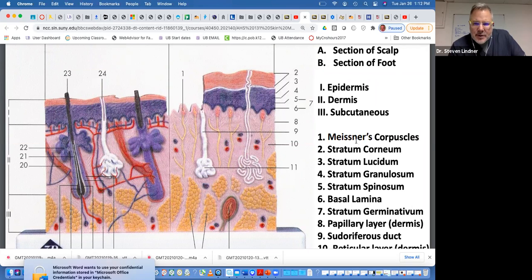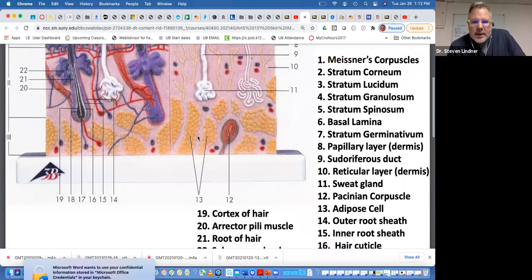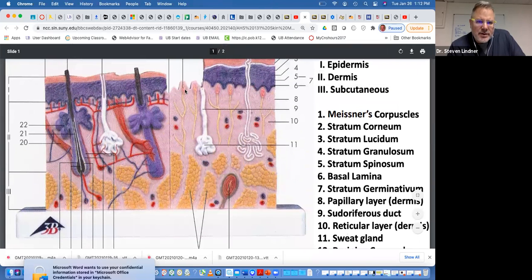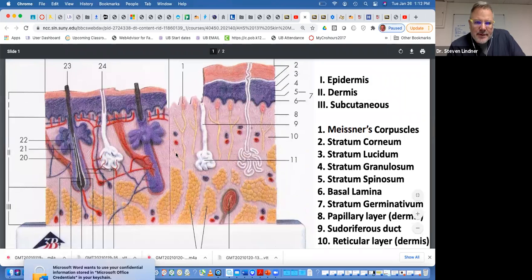So number 1 here, these are called Meissner's corpuscles. These are a type of nerve fiber. These are for pain and very, very light touch. When you look at number 12, this is called a Pacinian corpuscle. This is for deep pressure, and that would make sense, right? This is more superficial, so that's light touch, but these are deeper, so you need deep pressure to feel here. And these are just free nerve endings.